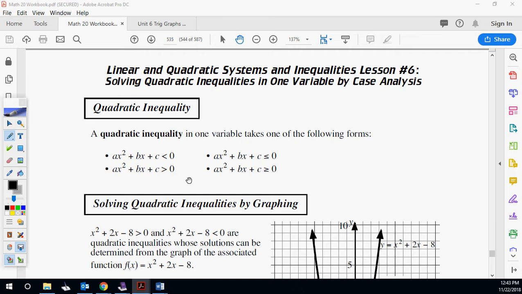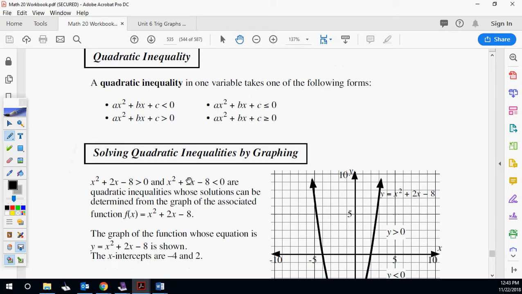So that's what we're doing today: it's telling us where it wants our graph, and then we're writing an inequality that represents that section. So where's the positive piece? Where's the negative piece? Okay? That's what we're thinking about. A quadratic inequality in one variable takes one of the following forms: your general form less than 0, less than or equal to 0, greater than 0, greater than or equal to 0.